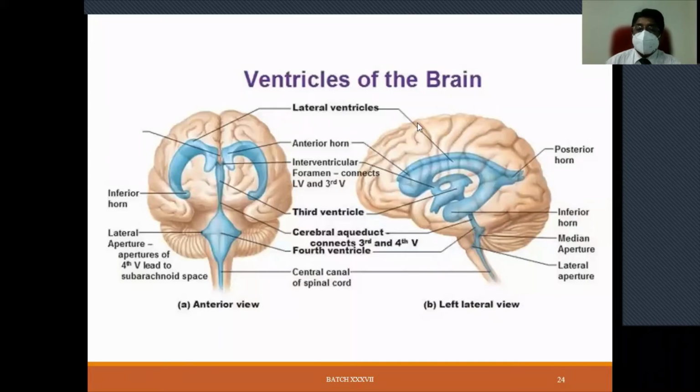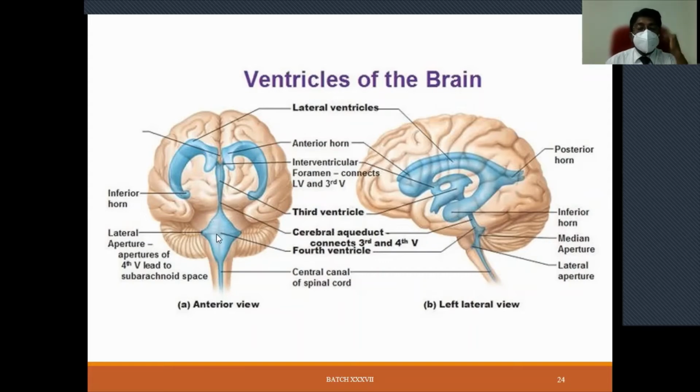So as we discussed about the ventricular system, we have two lateral ventricles, a third ventricle and a fourth ventricle. The two lateral ventricles connect to the third ventricle by the interventricular foramen, and the third to the fourth by the cerebral aqueduct. Then the fourth ventricle continues with the central canal of the spinal cord.